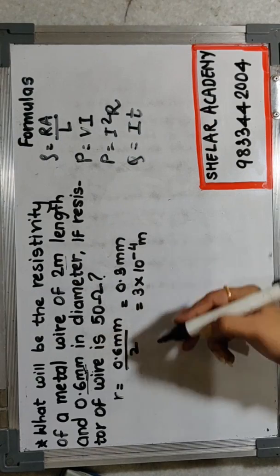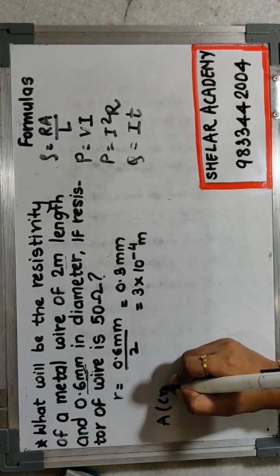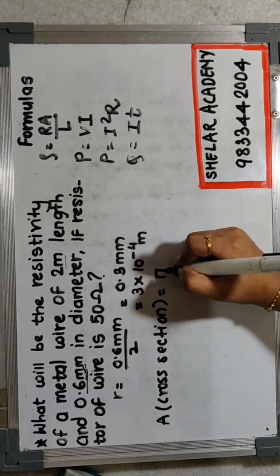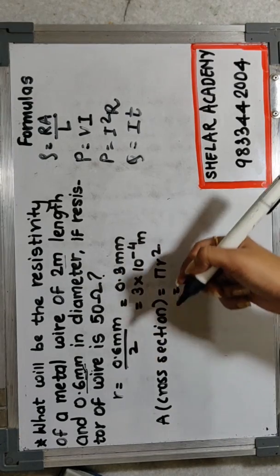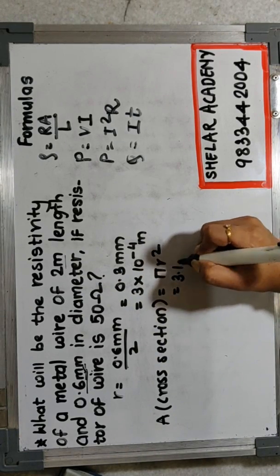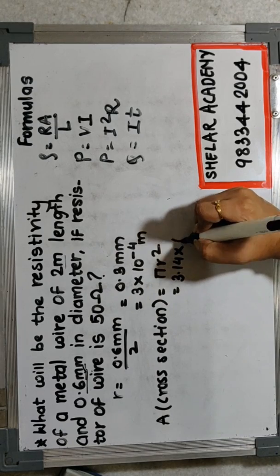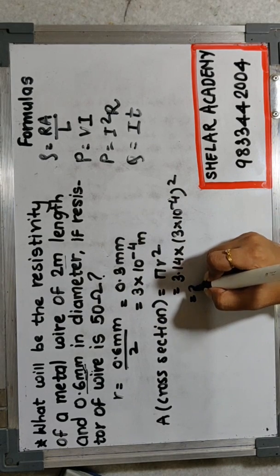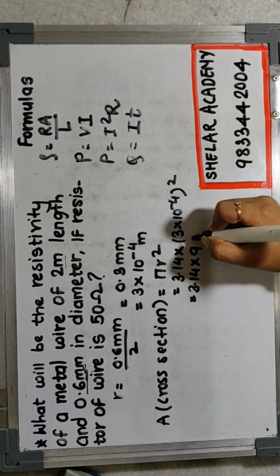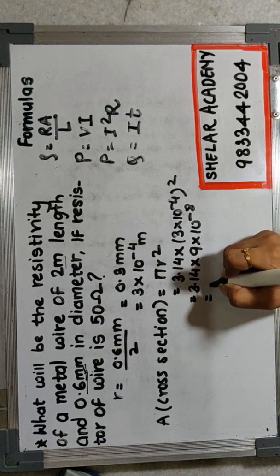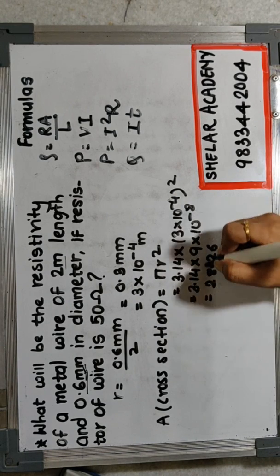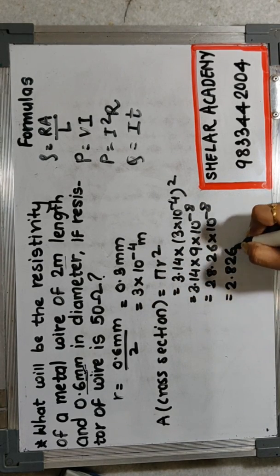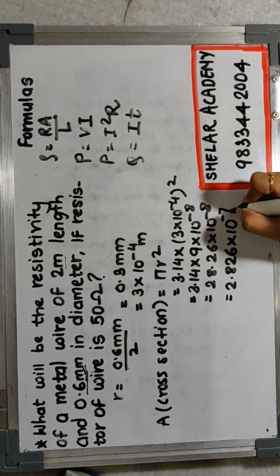Now what is A? A means area of cross section. So area of cross section of a wire is denoted by the formula pi r square, because that is a circle. So 3.14 into what is radius? 3 into 10 raised to power minus 4 square. 3.14 into 9 into 10 raised to power minus 8. 28.26. If we multiply this to 10 raised to power minus 8, this becomes 2.826 into 10 raised to power minus 7 meter square.